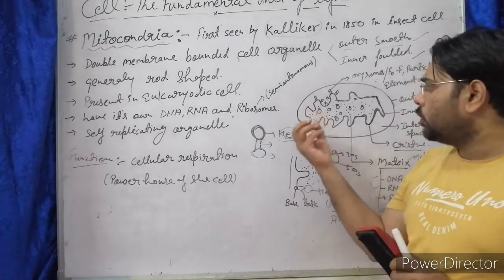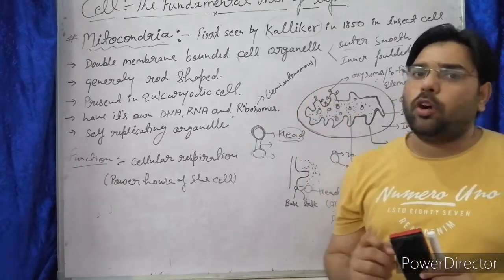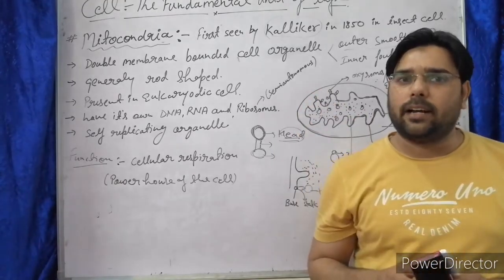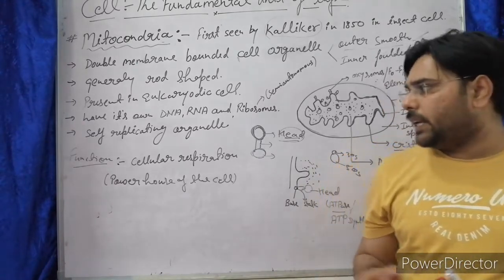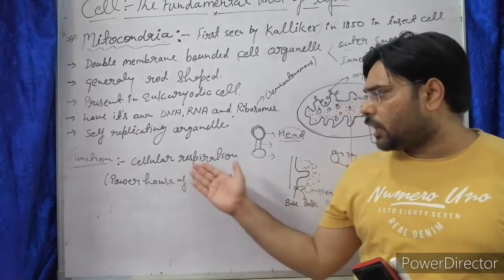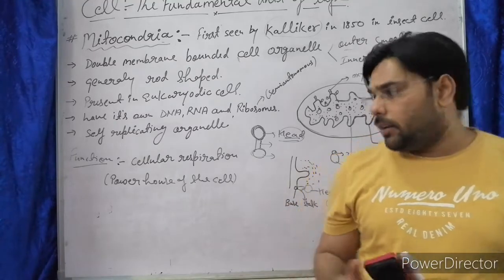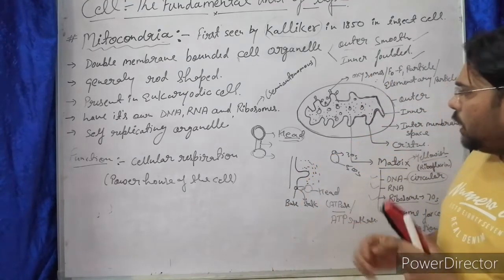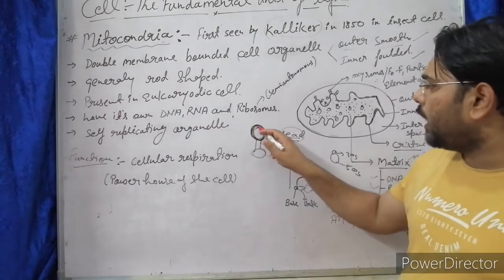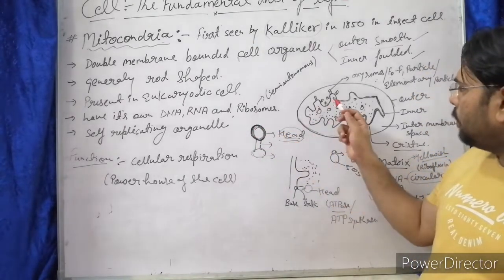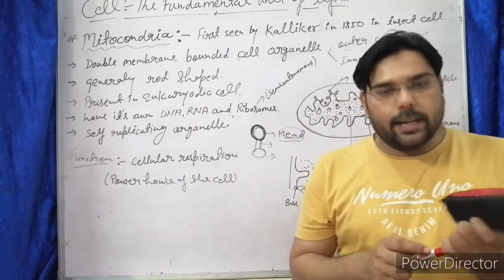Okay students, so that pyruvate goes into the matrix portion of the mitochondria, and the Krebs cycle occurs in the mitochondria. After the completion of the Krebs cycle, that is cellular respiration, ATP energy is generated. So this ATPase or ATP synthase enzyme, which is present as F1 particles on the mitochondrial inner folding, helps in cellular respiration.